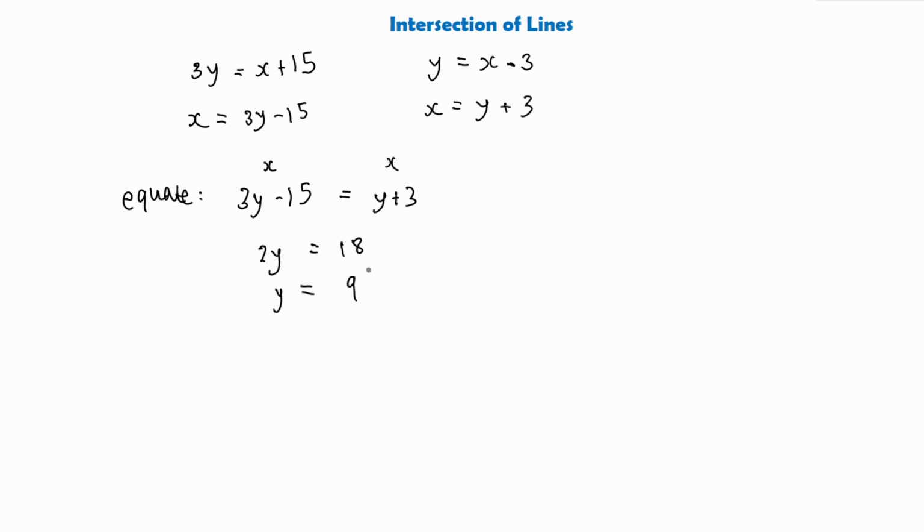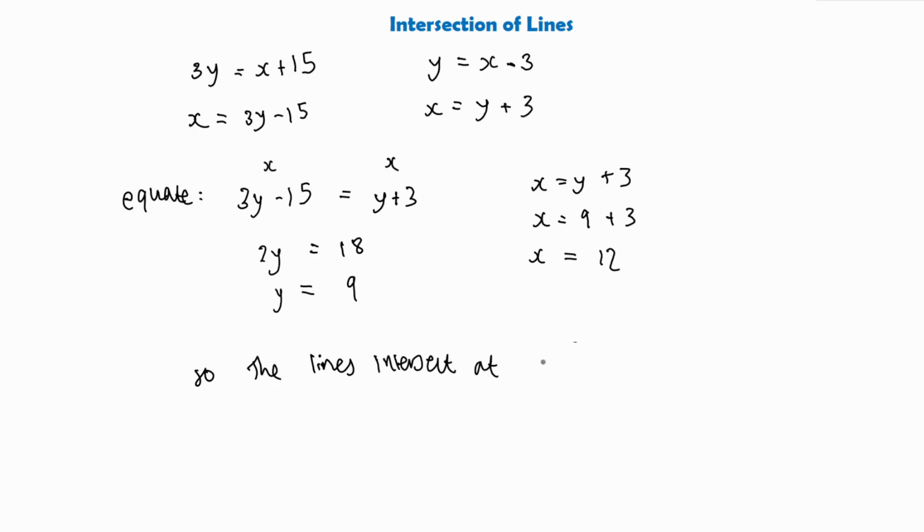And now that we've got this, we can substitute y into one of our two equations to solve for x. Let's go for this one over here. x is equal to y plus 3. We get that x is equal to 9 plus 3. So x is equal to 12. And just like we did before, we found that the lines intersect at the point 12, 9.